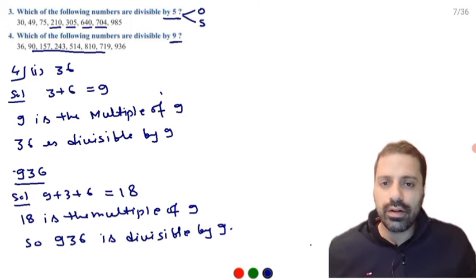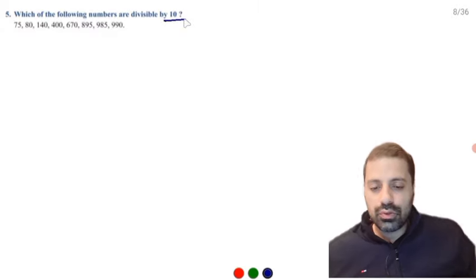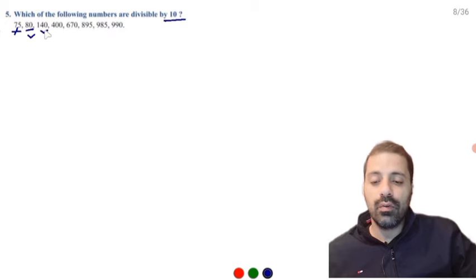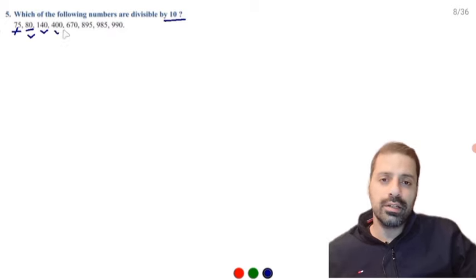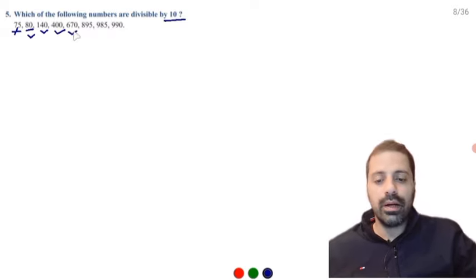It is not a very tough thing. Now comes the next question, question number 5, divisibility of 10, and the rule is that the unit place digit is 0. So here the unit place digit is not 0, so it is not divisible by 10. Here the unit place digit is 0, so it is divisible by 10. 140, the unit place digit is 0, so it is divisible by 10. 400, the unit place digit is 0, so it is divisible by 10.